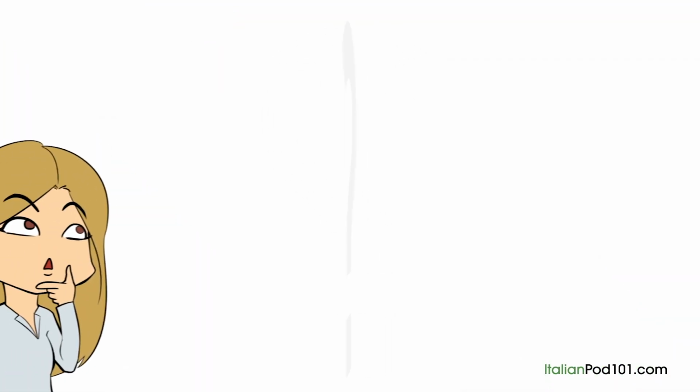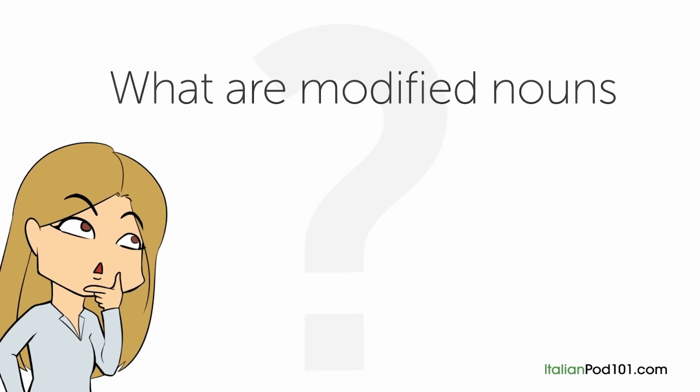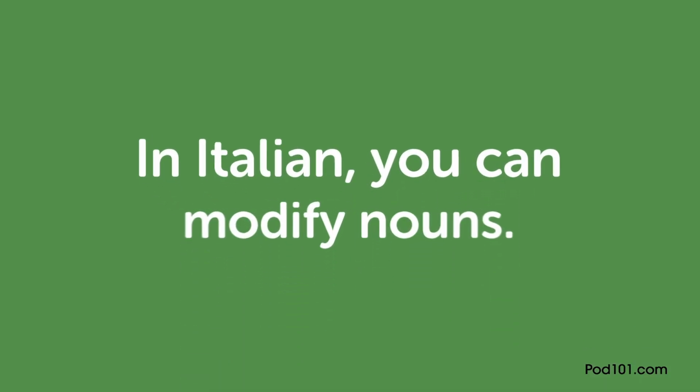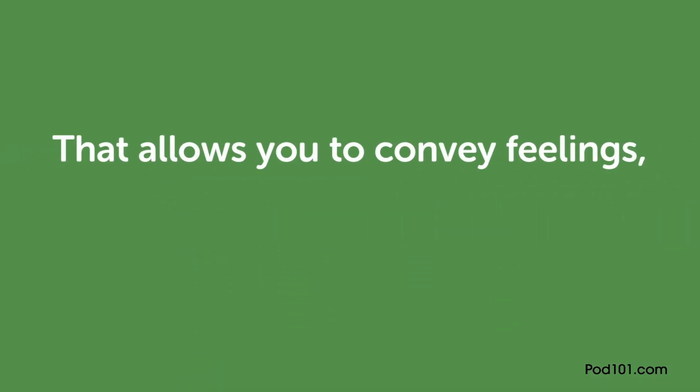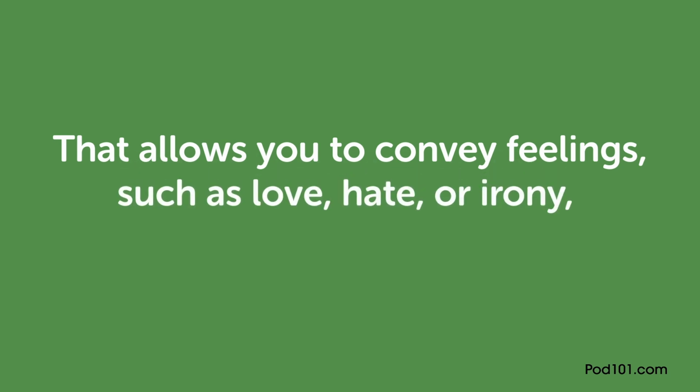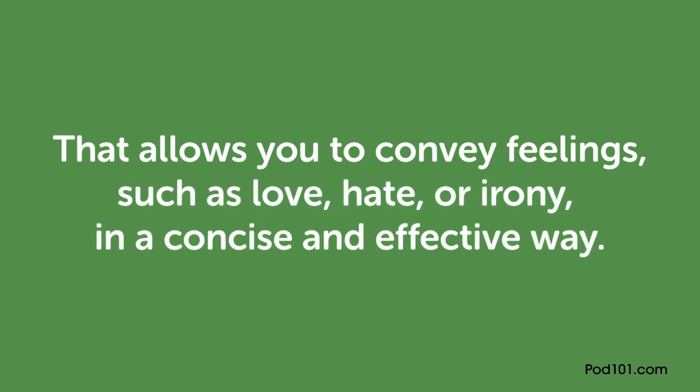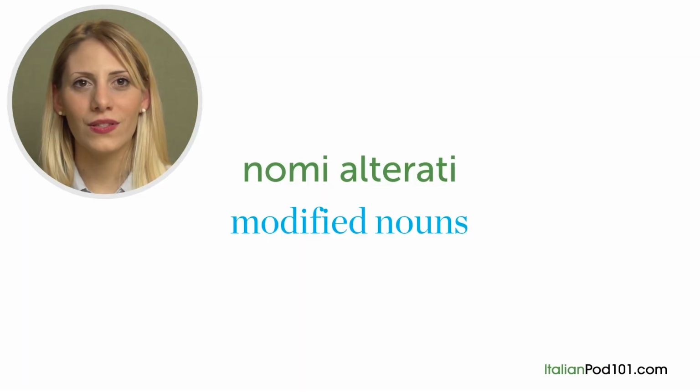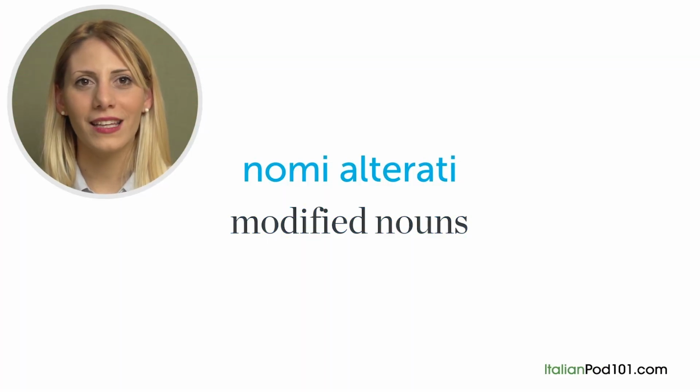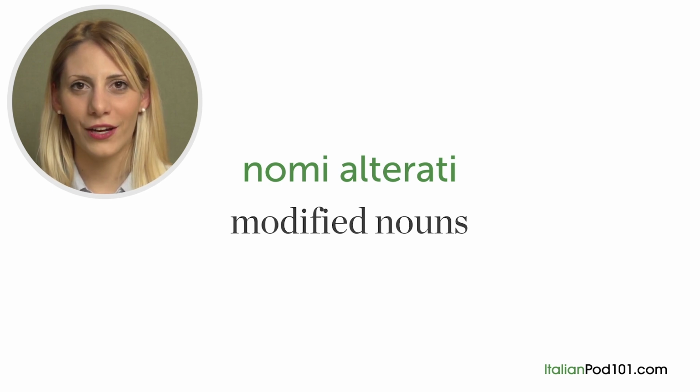The question for this lesson is, what are modified nouns? In Italian, you can modify nouns. That allows you to convey feelings such as love, hate, or irony in a concise and effective way. Modified nouns, called nomi alterati, can take different endings that convey different feelings. They are usually divided into categories.